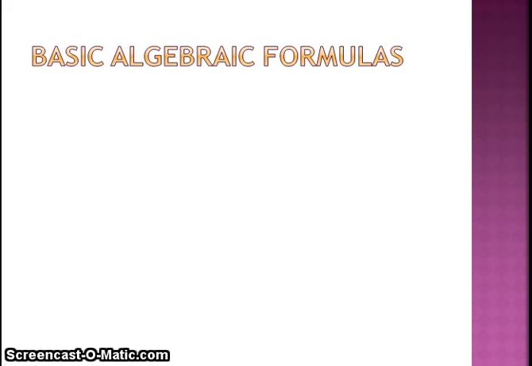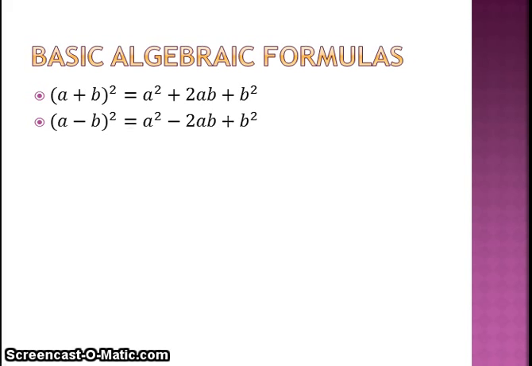Let's revise some basic algebraic formulas, such as a plus b the whole thing squared. After we expand and do the algebra, you have a squared plus 2ab plus b squared. A minus b the whole thing squared, after expansion, you have a squared minus 2ab plus b squared. A plus b the whole thing to the power 3 equals a cubed plus 3a squared b plus 3ab squared plus b cubed. Maybe you'll find it hard to remember this formula.